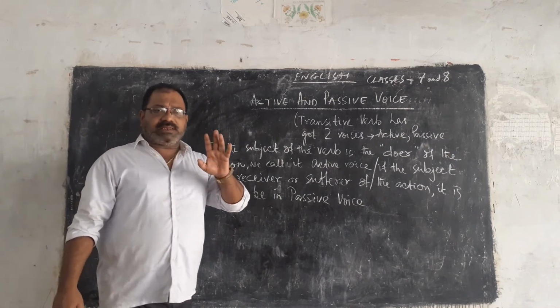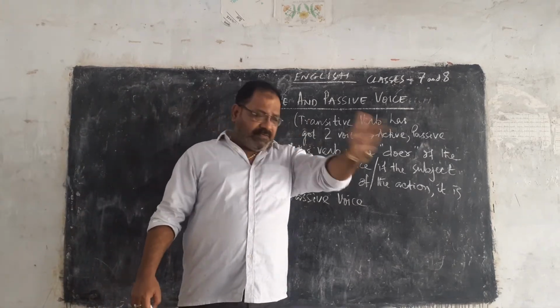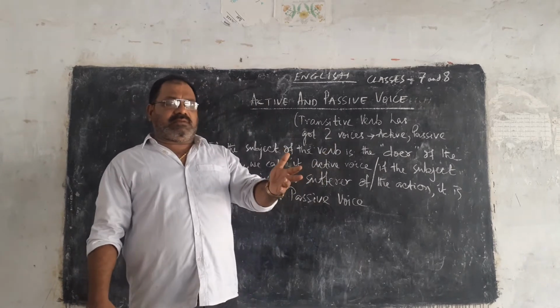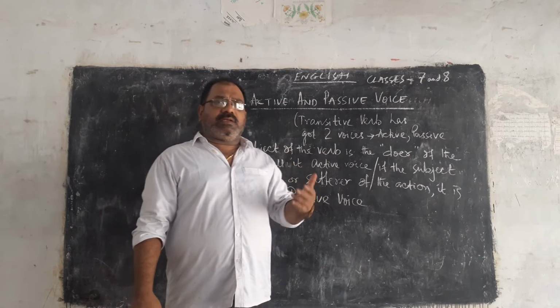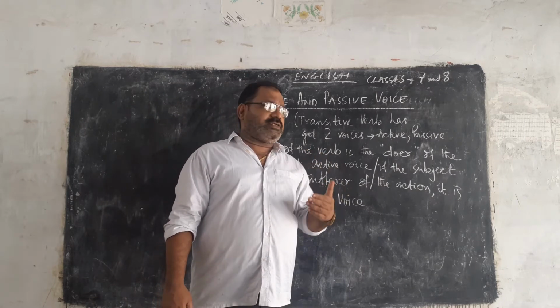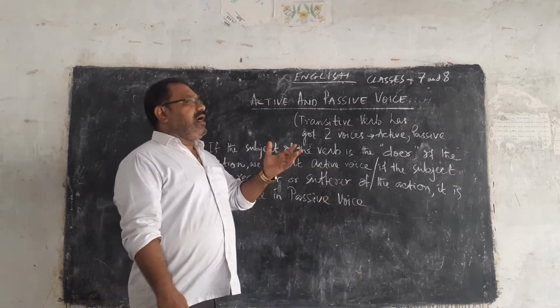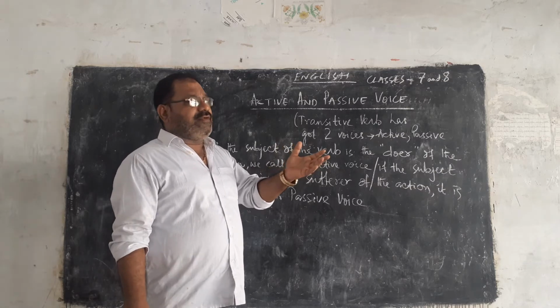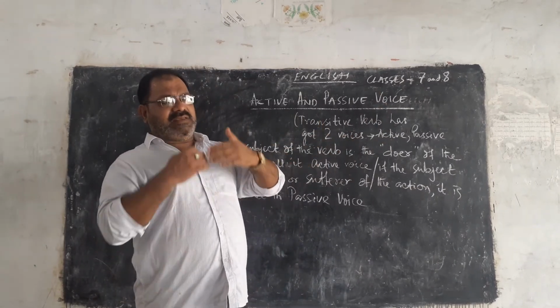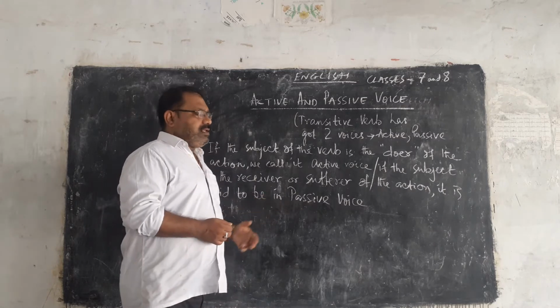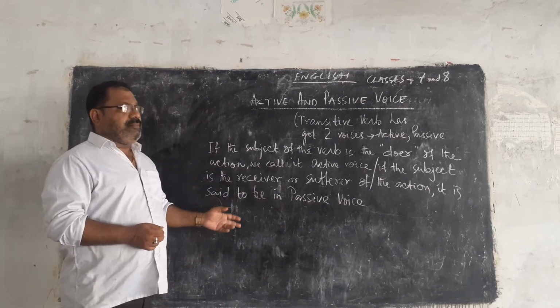So active voice: if the subject is performing something, doing an action, then the voice of the verb is an active voice. And if the subject is receiving the action or is suffering, or is passive, we call it a passive voice.